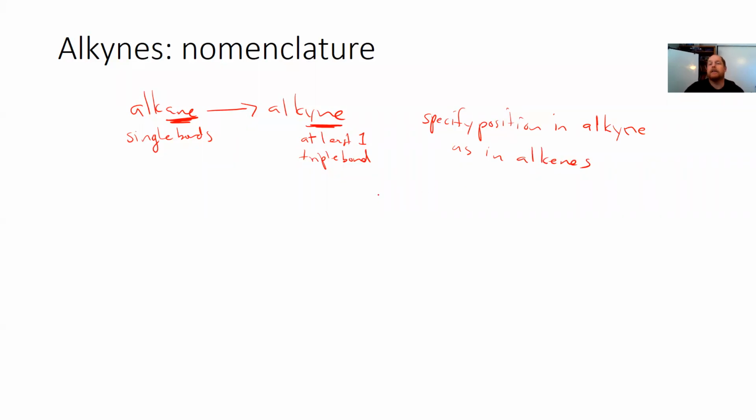Okay, and again, there's no cis-trans isomerism. So it's really the same type of naming that you get with alkenes, except this time you don't have to worry about the cis-trans isomerism. It's pretty much as simple as that. And so ways we can do that.